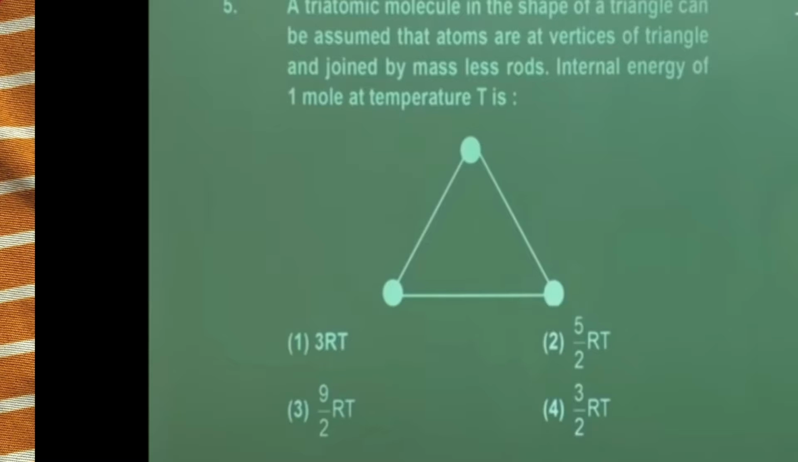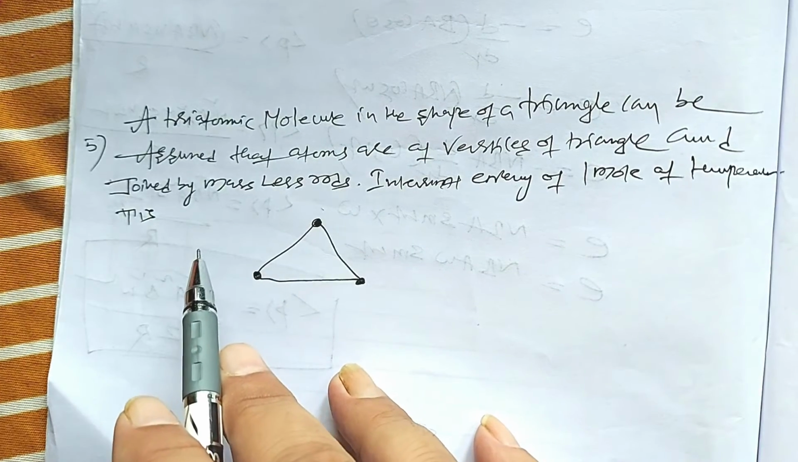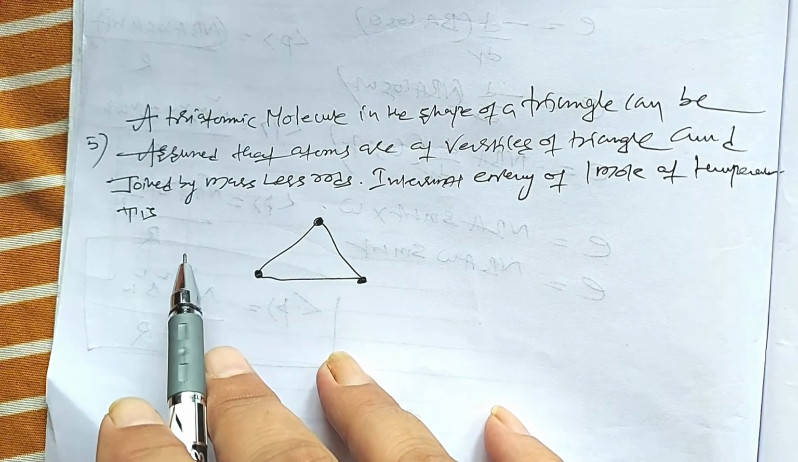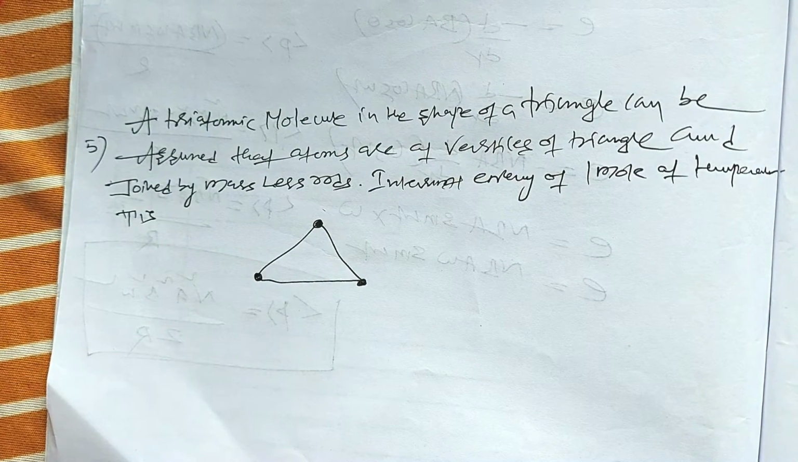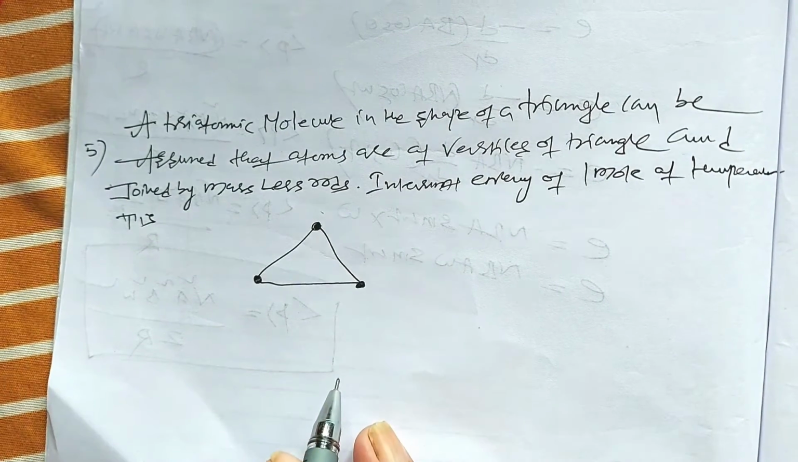Okay, another question. A triatomic molecule in the shape of a triangle can be assumed that atoms are at vertices of the triangle and joined by massless rods. Internal energy of 1 mole of this gas at temperature T is. This is a triatomic gas. Now we want to find out internal energy.